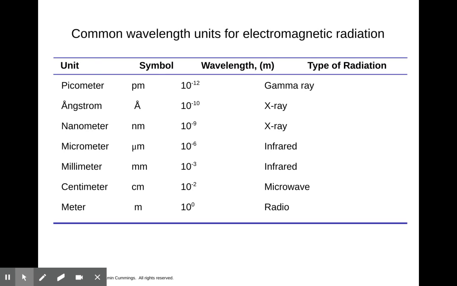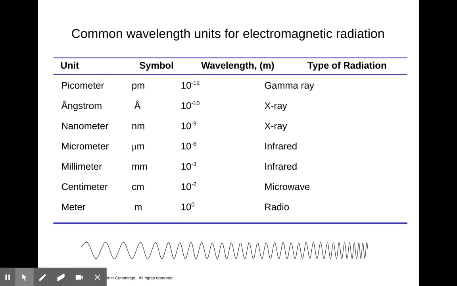So we look at a gamma ray, and it goes from 10 to the negative 12, which is considered a picometer. An X-ray can be either in nanometers or angstroms. Angstrom would be 10 to the negative 10th, while nanometer would be 10 to the negative 9th. Infrared is going to be measured in micrometers, so 10 to the negative 6, and also in millimeters, 10 to the negative 3rd. Microwaves are going to be measured in centimeters, and then radio waves are going to be measured in meters. Okay, so these are the types of radiation that we will be talking about when we talk about electromagnetic radiation.